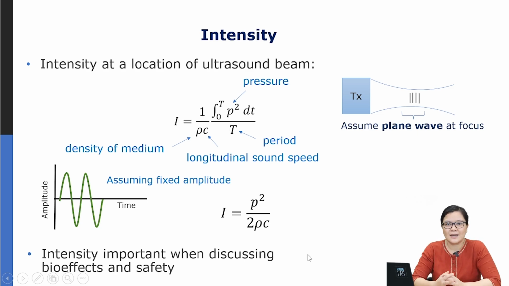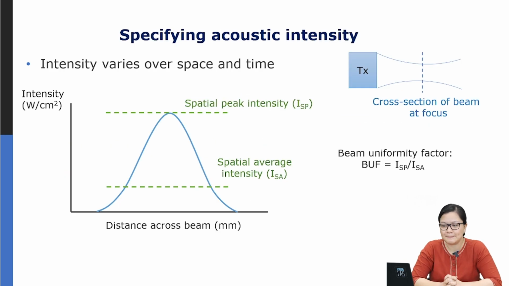Now, intensity is highly important when we consider the safety and bioeffects induced by ultrasound. In a future lecture, we will discuss how this intensity parameter is important for these aspects, especially in ultrasound imaging. Now, there are several ways you can specify the acoustic intensity. We know that intensity varies over space and time, and there are several intensity metrics that you can look into when characterizing the intensity in space.